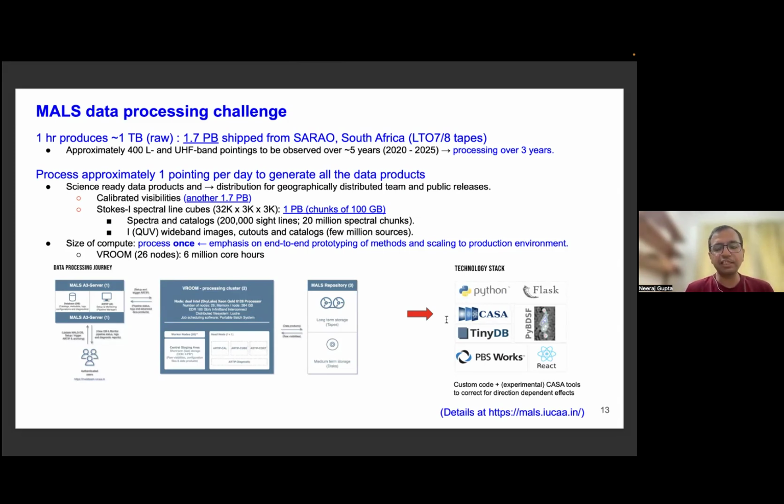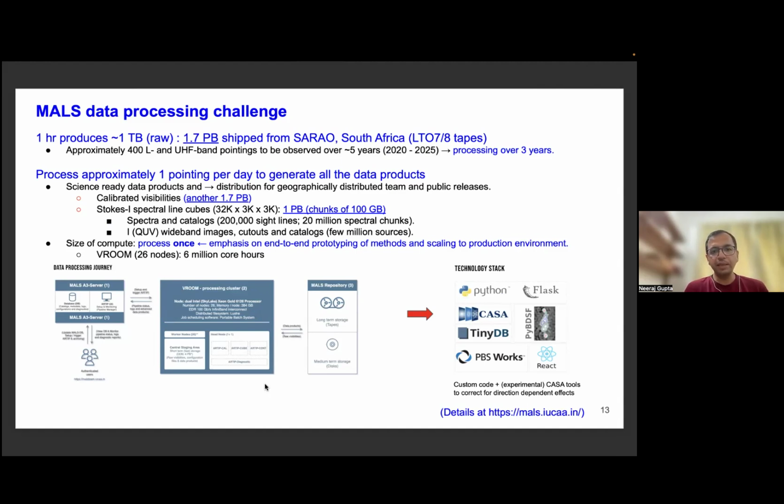Like the fastest storage is of 4 petabytes, and the rest of it is the archival storage to store data products. I cannot go more into the details of how this data processing is done, but we have basically set up an automated data processing pipeline which is tied to our cluster and processes this data automatically starting from visibilities. Visibilities are brought from South Africa to here in tapes.